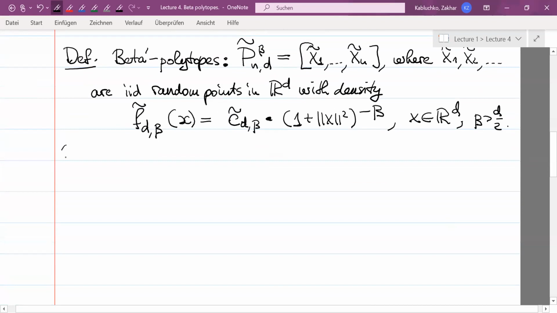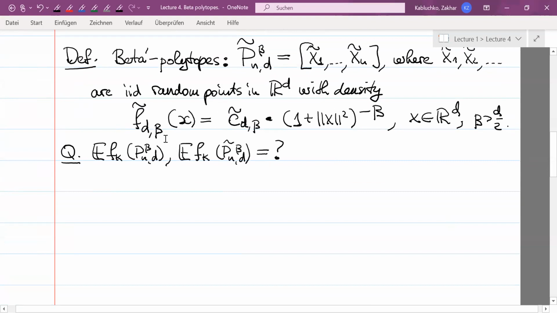Now the question is how to compute the expected number of faces, f_k, of P_{n,d}^{beta tilde} explicitly. And it is indeed possible to do it, so there are explicit formulas for both quantities, but this lecture is too short to explain it, and I will do the following.